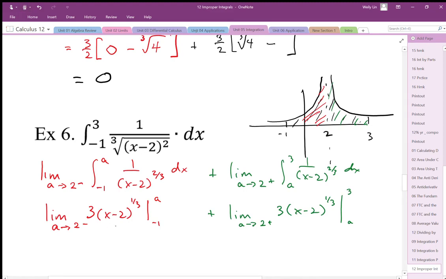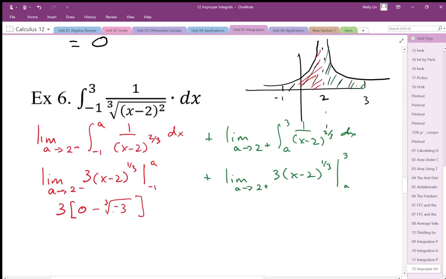Okay, so plugging this in, I get a is going to 2, so I get 3 times 0 to the power 1/3, which is 0. I get -1. I get the cube root of -3. So minus the cube root, that's going to be -1. So the cube root of -3. Okay, so that works out to be 3 cube root 3.